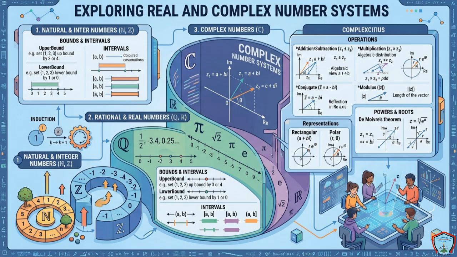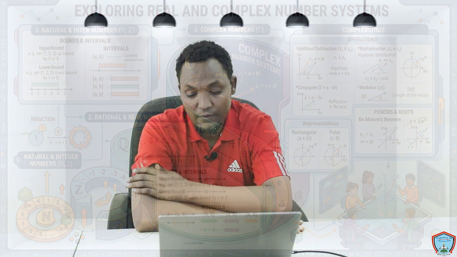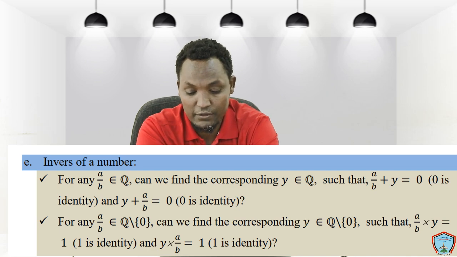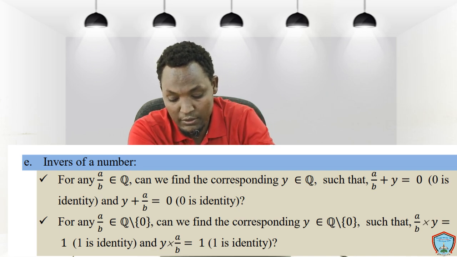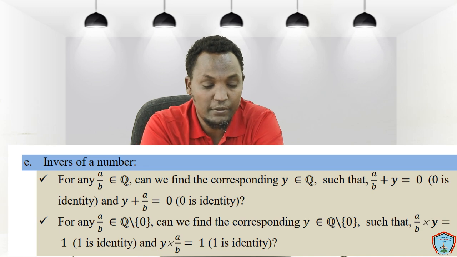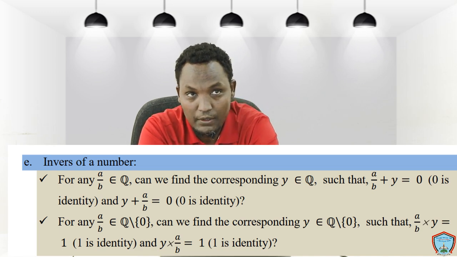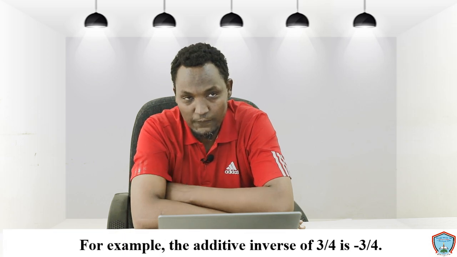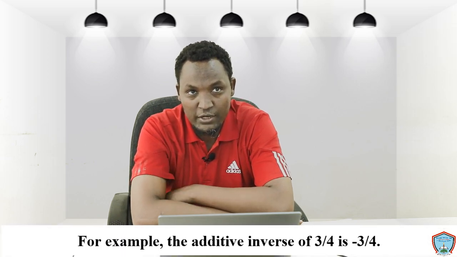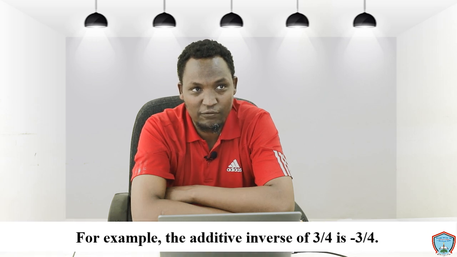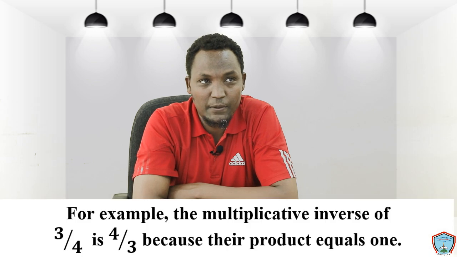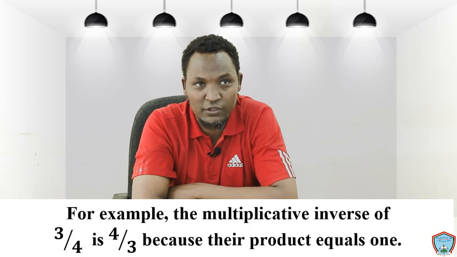Another important property is the existence of inverses. Every rational number has an additive inverse, which produces 0 when added to the original number. For example, the additive inverse of 3/4 is -3/4. Every non-zero rational number also has a multiplicative inverse, or reciprocal. For example, the multiplicative inverse of 3/4 is 4/3 because their product equals 1.